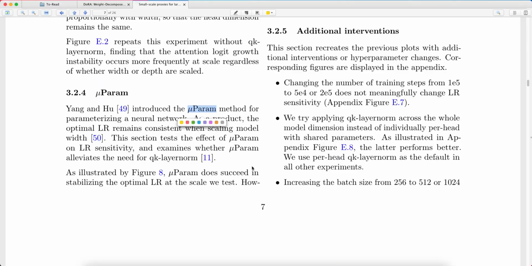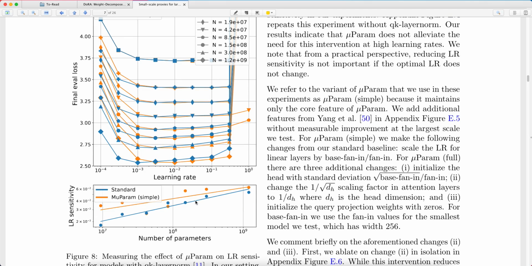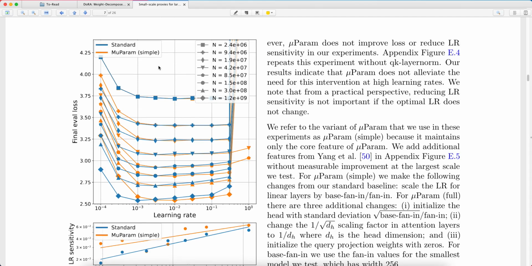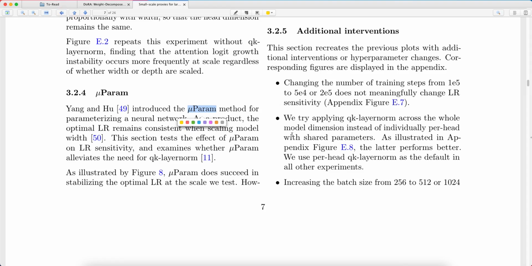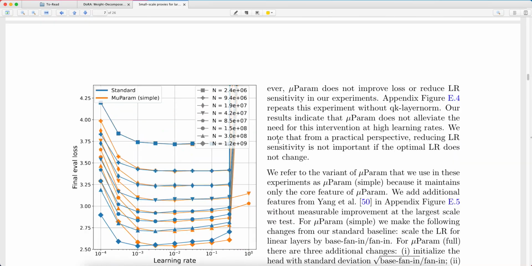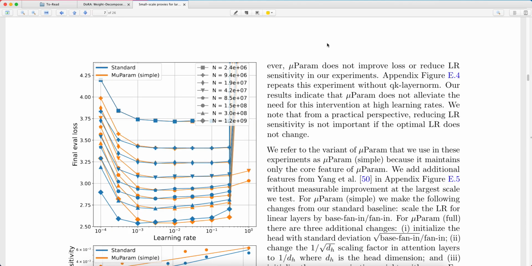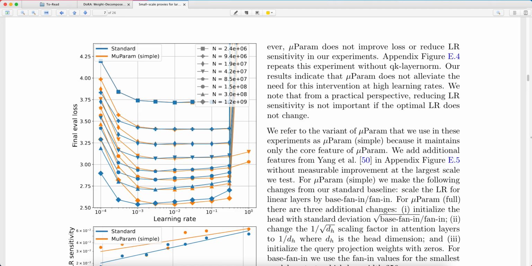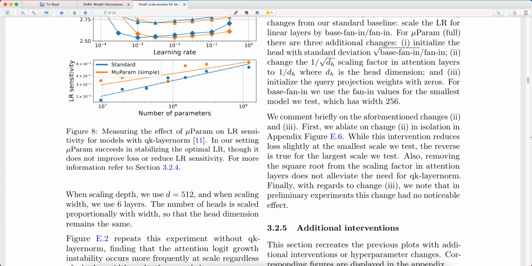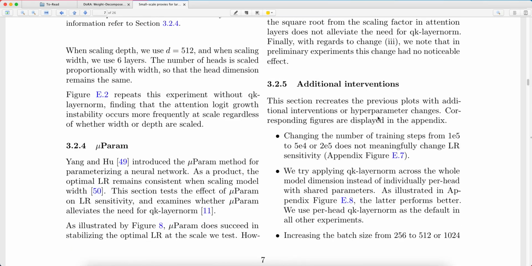So mu-param does succeed in stabilizing the optimal LR. But mu-param actually makes the learning rate worse, though it does make it go a little farther. Yeah, I'm not going to go into too much detail here because I don't really understand what mu-param is. It does not improve loss or reduce LR sensitivity. Mu-param does not alleviate the need for this intervention at higher learning rates. I think this intervention means qk-layernorm. Okay. I'm going to skip to the next section.